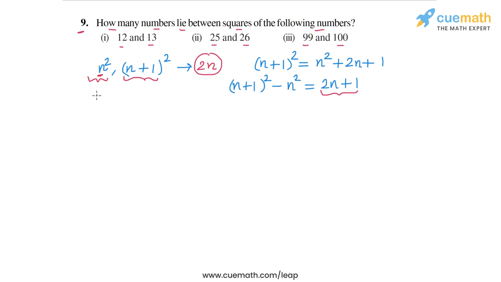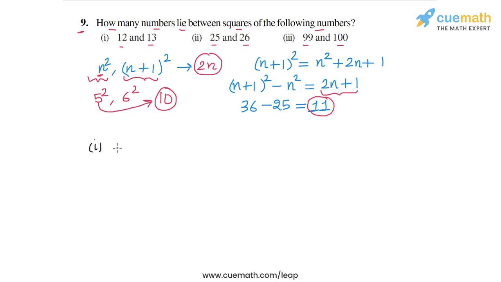For example, if you take the numbers 5 square and 6 square, how many numbers fall between these two numbers? If you take the difference, 6 square is 36 and 5 square is 25, so you get 36 minus 25, which is equal to 11. So the difference between the squares is 11, and hence the number of numbers between these two squares should be 1 less than 11, or 10. And we can see that 10 is twice of 5. So this is the concept that we can use to solve this problem.